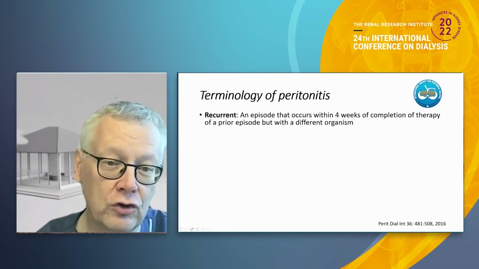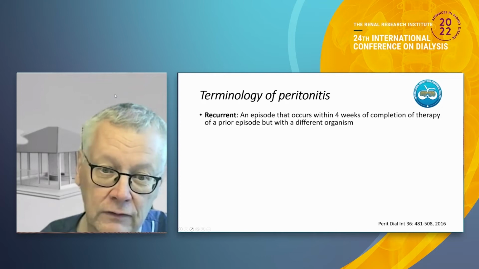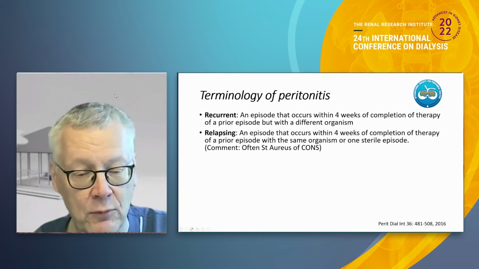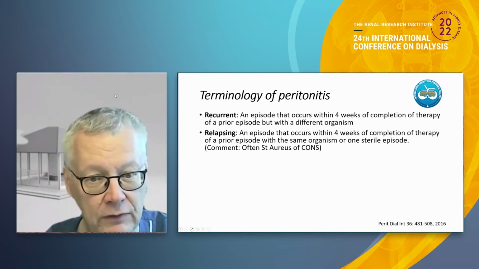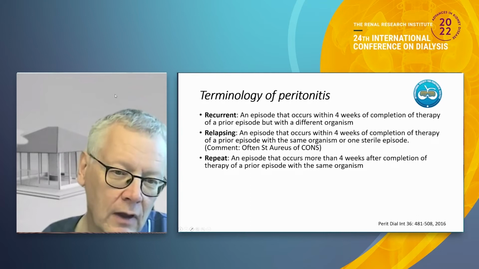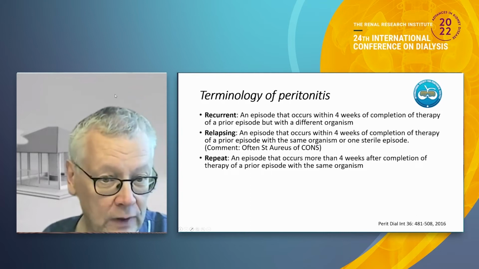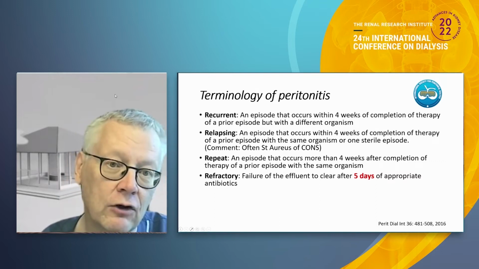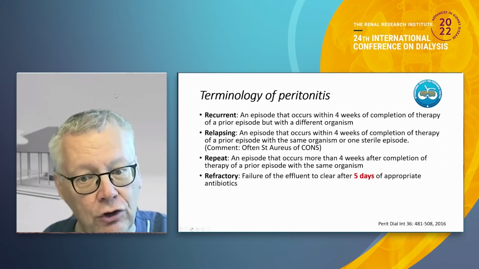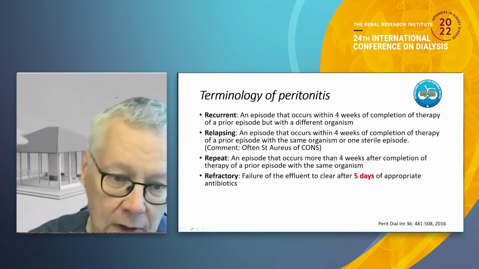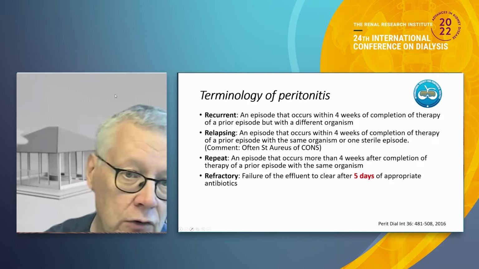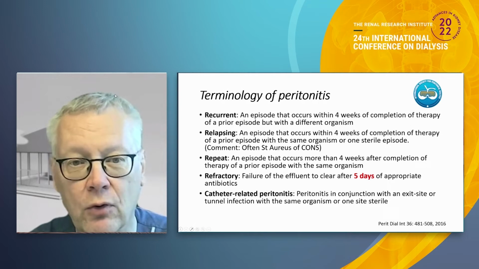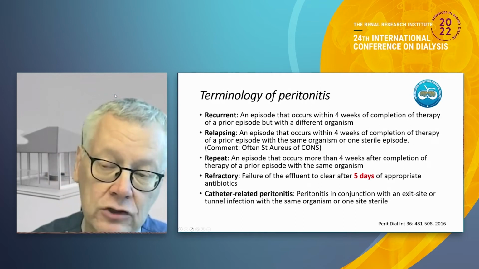About the terminology of peritonitis, we talk about recurrent peritonitis. That's an episode that occurs within 4 weeks, but with a different organism. If it's the same organism, we talk about a relapse if it's within 4 weeks. And if it's the same organism more than 4 weeks later, we talk about repeat peritonitis. Then refractory peritonitis is failure of cure, with the effluent not clearing after 5 days of appropriate antibiotics. This is very important because then you need to take action. We also talk about catheter-related peritonitis when you find the same organism in an exit site infection or tunnel infection and in the dialysate.